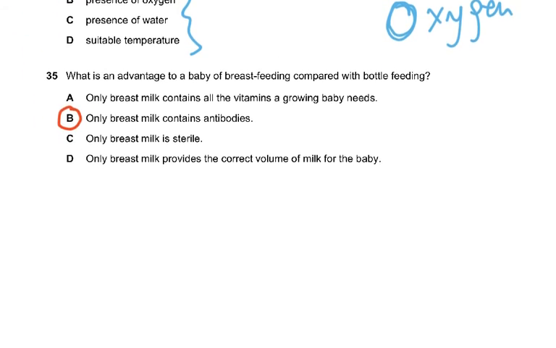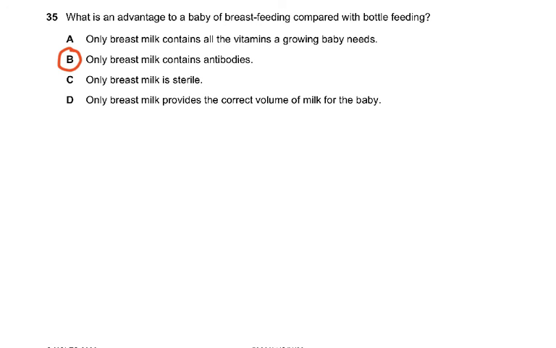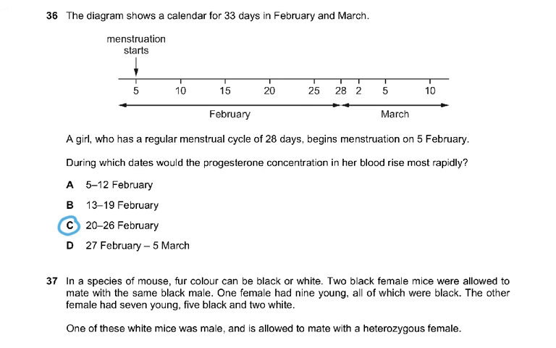Then coming on to question number 35, what is an advantage to a baby of breastfeeding compared with bottle feeding? Only breast milk contains antibodies. Because the mother has had certain diseases, she has antibodies which are passed to the infant when the baby has milk, and this is of course a very beneficial thing.